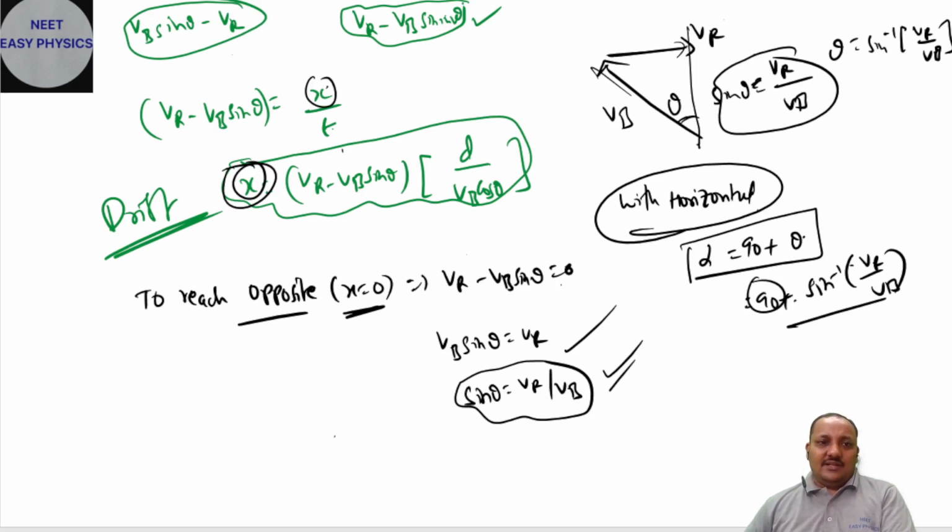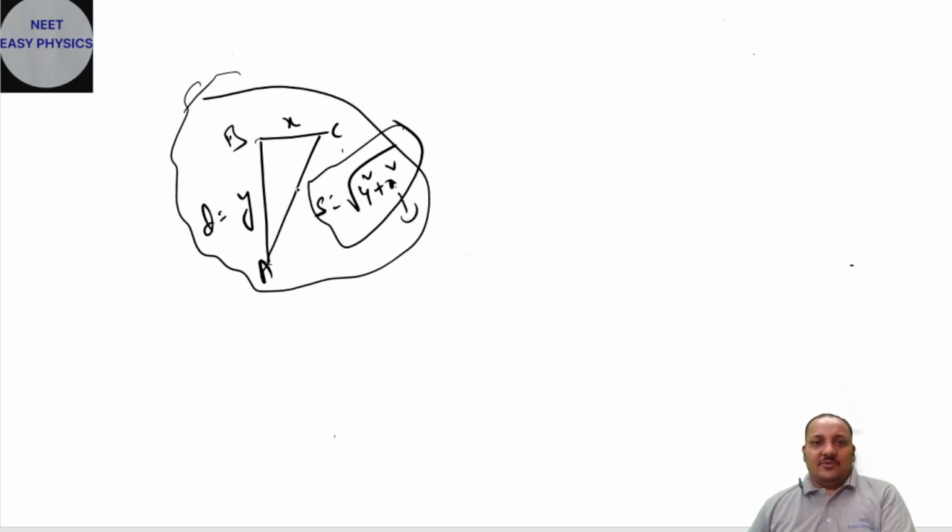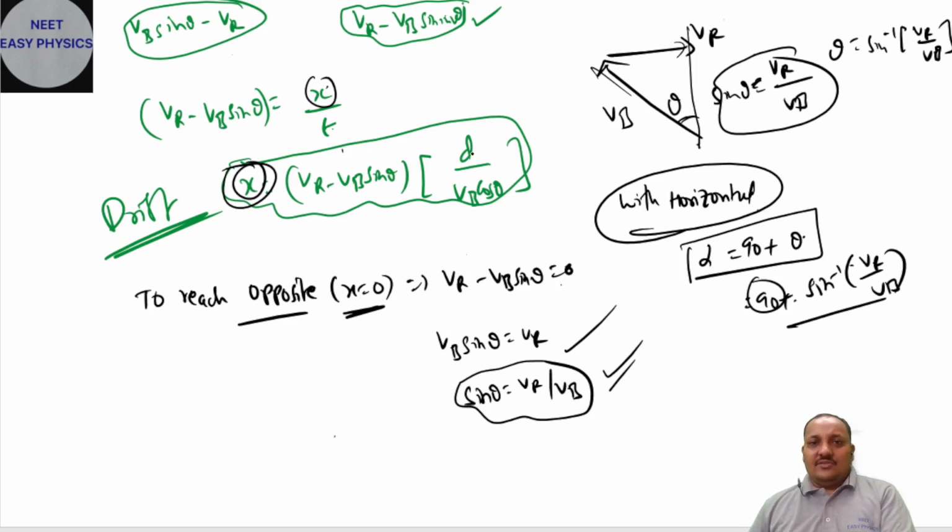But in NEET, in the last 4 or 5 years, they have not asked on this concept. Okay. So this is how to apply the formula for the riverboat concept. After reading the problem, which equation you have to apply, you should be very careful. I hope you understood the concept. Thank you.